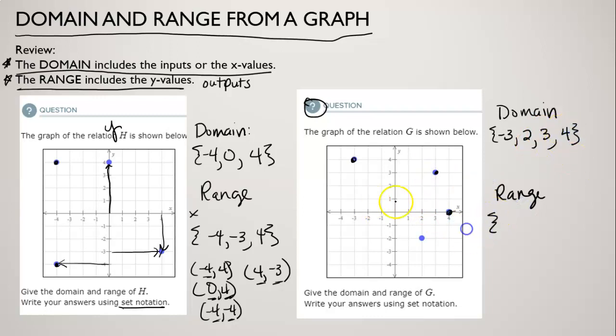The range comes from the y value, so I like to start from the bottom. This point has a y value of -2. This point has a y value not of 4, that's the x value, but of 0. This point has a y value of 3, and this point has a y value of 4.